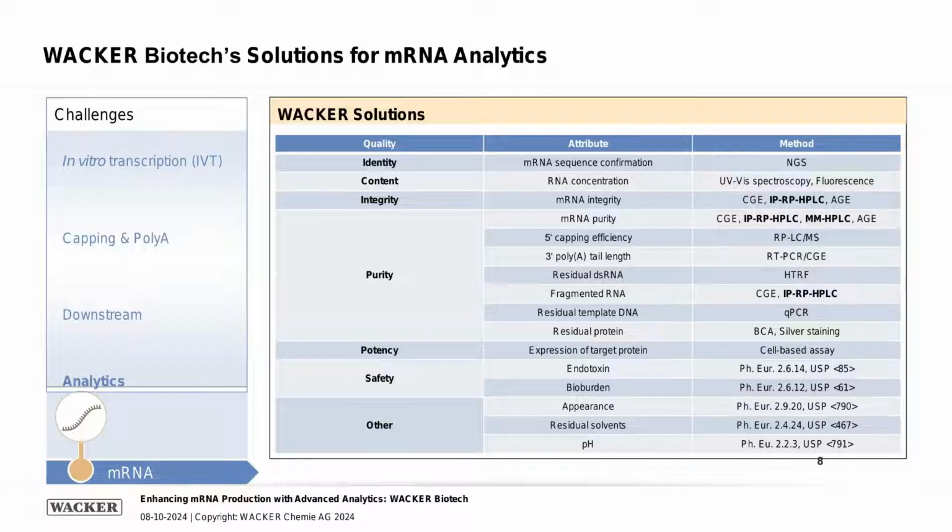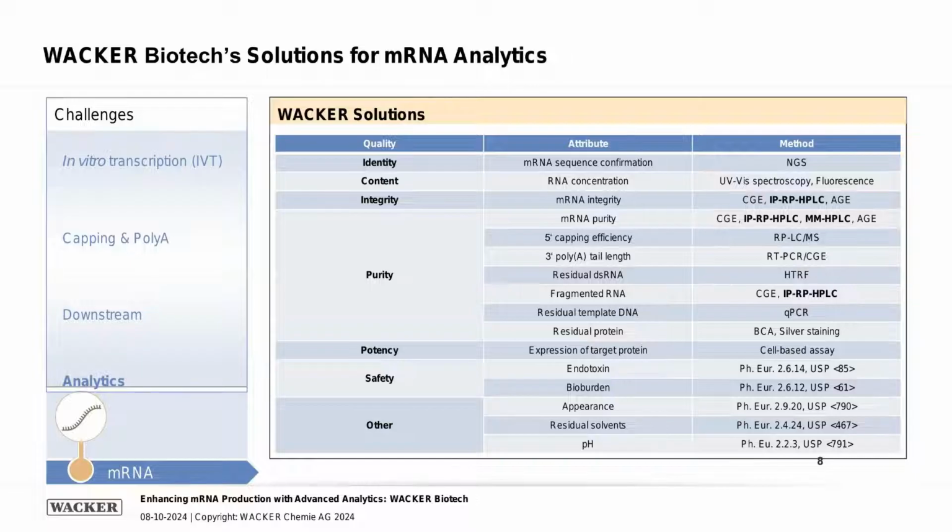So what is the portfolio that we have? For mRNA sequence confirmation, we use a next generation sequencing approach. For RNA concentration, we use UV-Vis spectroscopy or fluorescence. For mRNA integrity, we analyze our samples now with an ion-pair reverse phase HPLC chromatography using PATfix, besides capillary gel electrophoresis and agarose gel electrophoresis. For mRNA purity, we additionally added a mixed mode HPLC method by a PATfix device to this list.